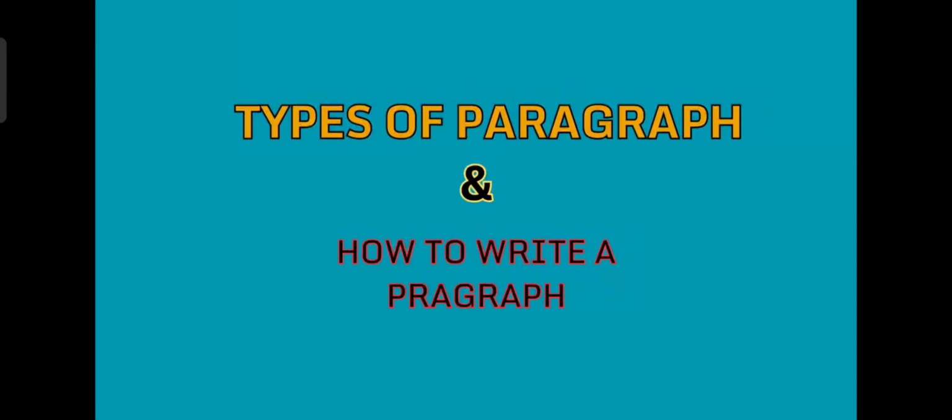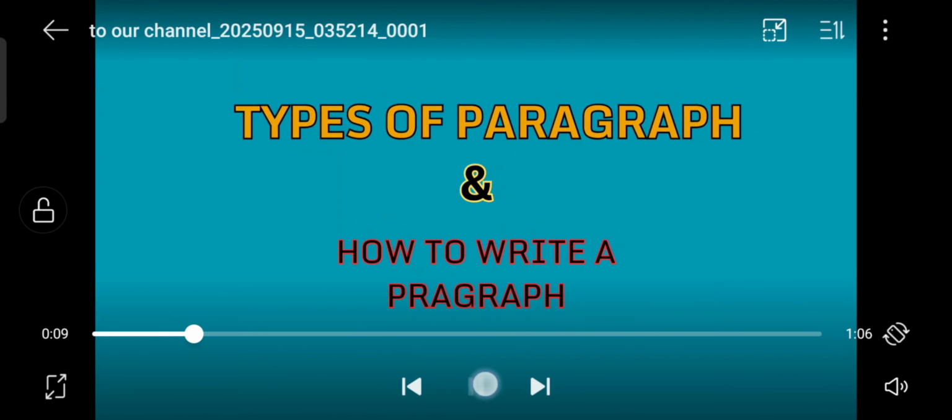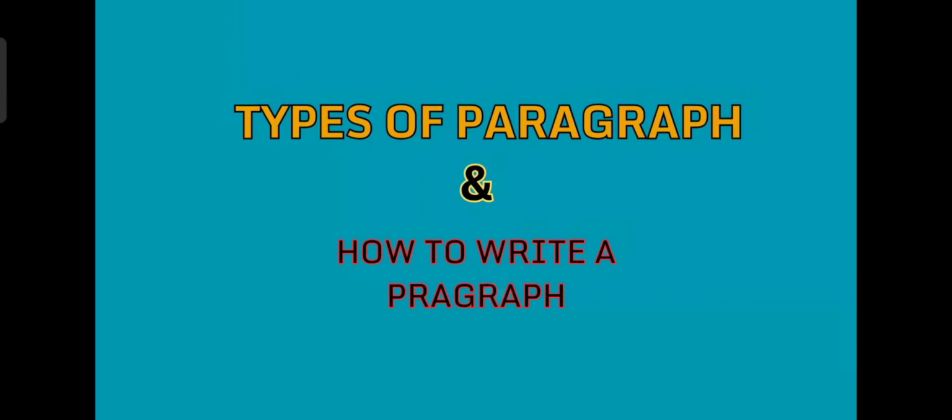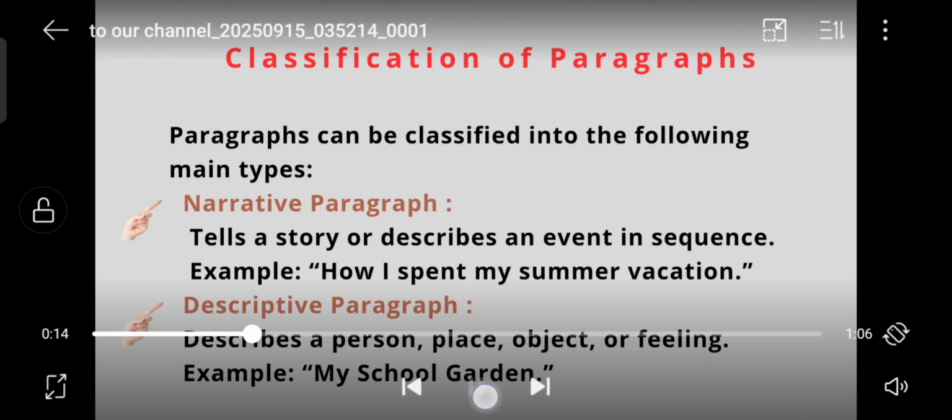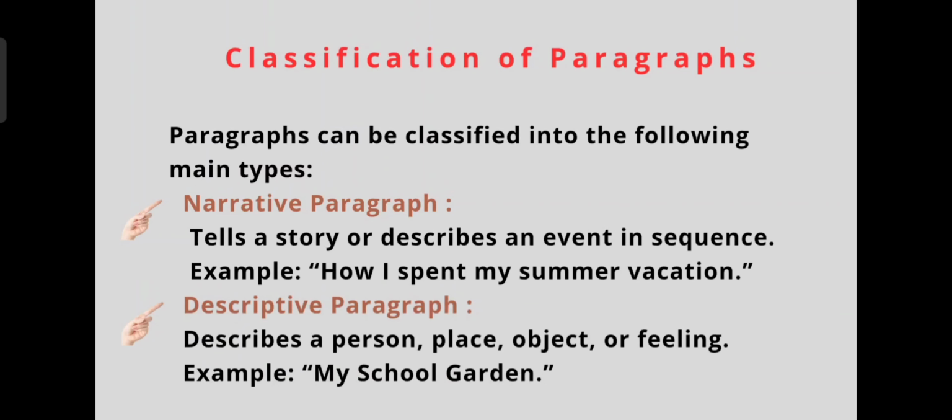In this video we have tried to discuss types of paragraph and how to write a paragraph. Classification of paragraph. Paragraph can be classified into the following main types. Narrative paragraph tells a story or describes an event in sequence. Example, how I spent my summer vacation.